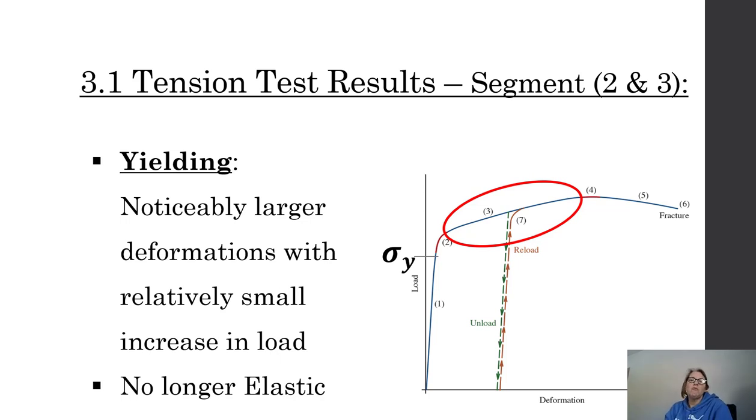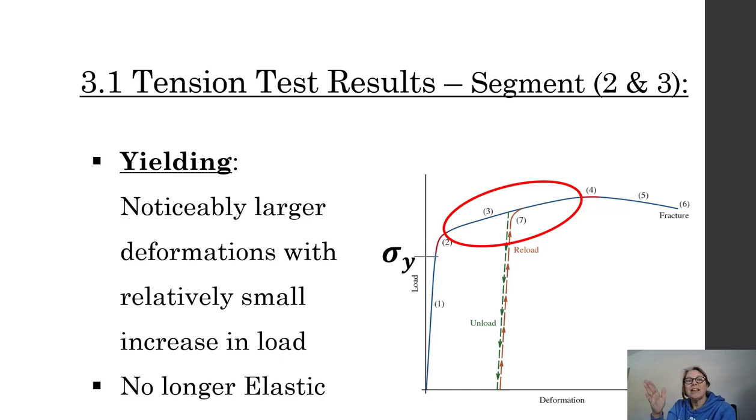That point is my sigma y. That's our yield stress. When you look at a chart of material properties, the yield stress is super important because that's the end of our elastic relationship. That's the end.